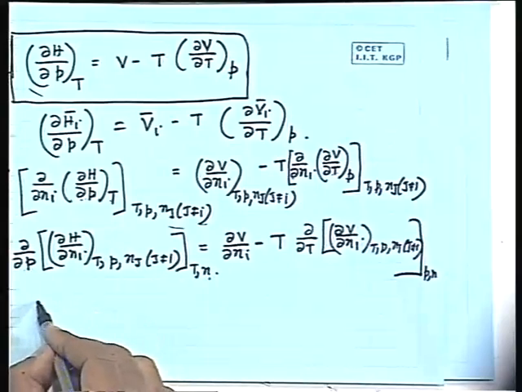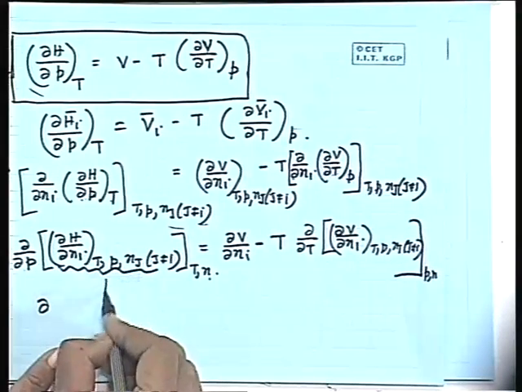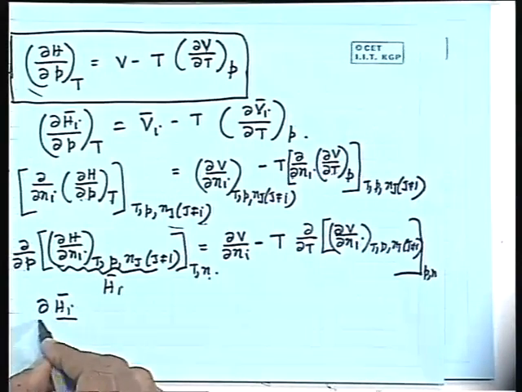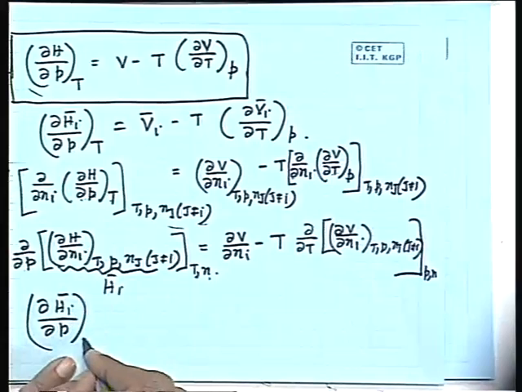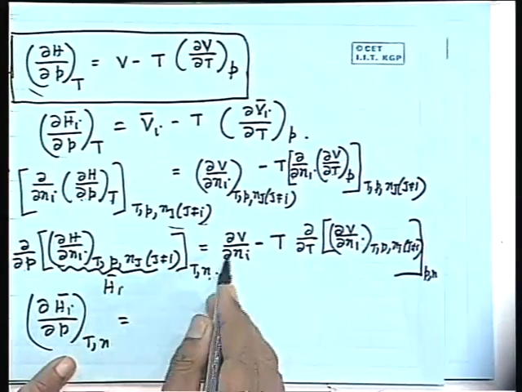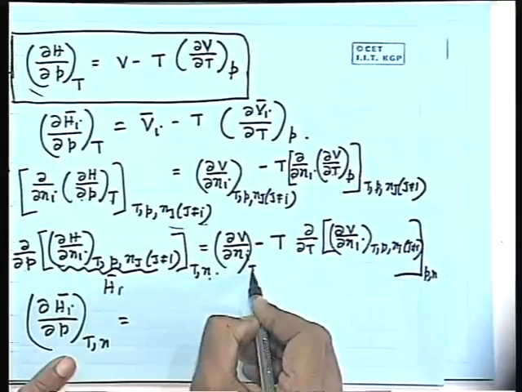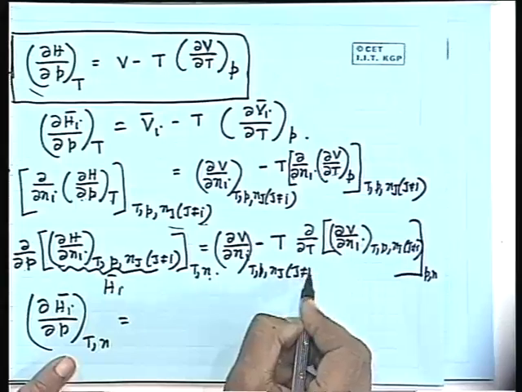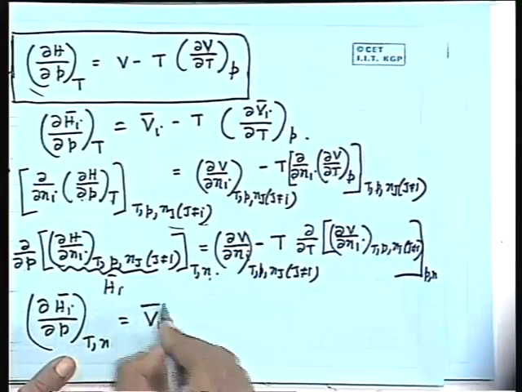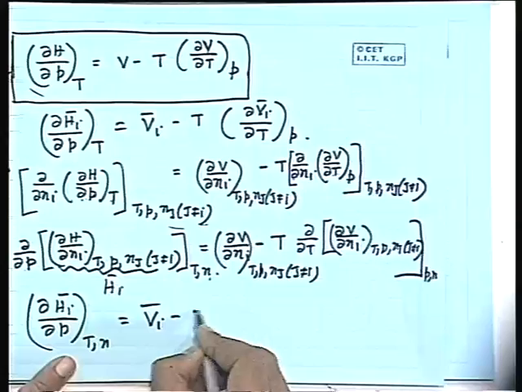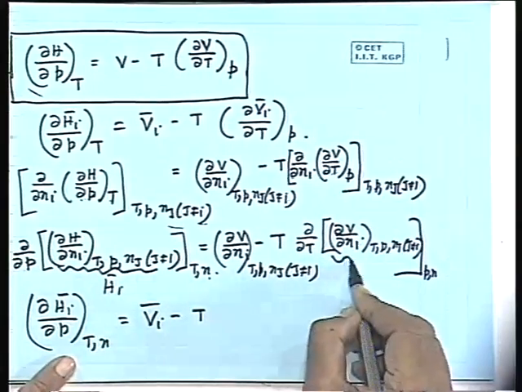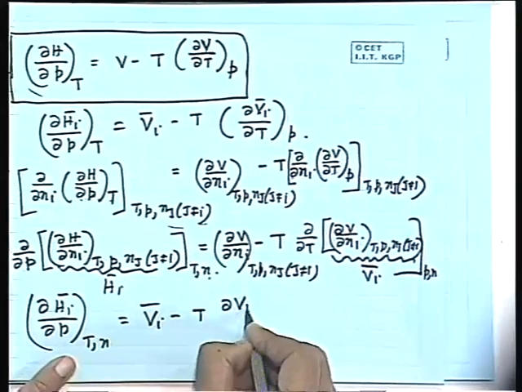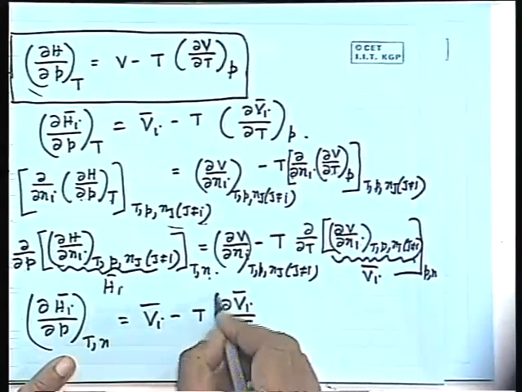Therefore you see what this is: this is Hi bar, so del Hi bar del P at constant T and N is equal to this, which is del V del Ni at constant T, P, Nj, j not equal to i. This is the definition of partial molar volume, minus T, and this is also partial molar volume Vi. So minus T del Vi bar del T at constant P.